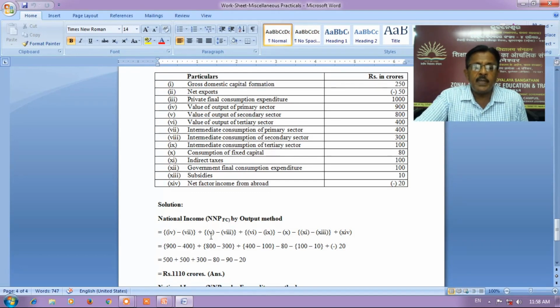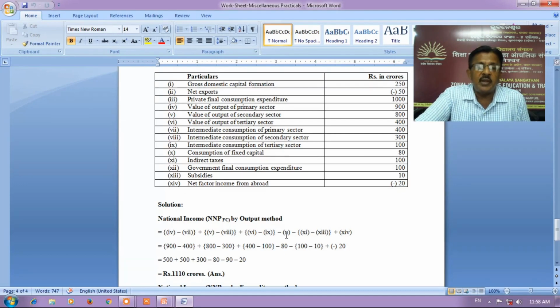Then plus item number 5 minus 8: item 5 is the value of output of secondary sector, minus 8 is intermediate consumption of secondary sector. You have to remember that we want the value added here. So value of output of primary sector minus intermediate consumption of primary sector, value of output of secondary sector minus intermediate consumption of secondary sector. Then item number 6, value of output of tertiary sector minus intermediate consumption of tertiary. So up to this you are getting gross value added at market price.